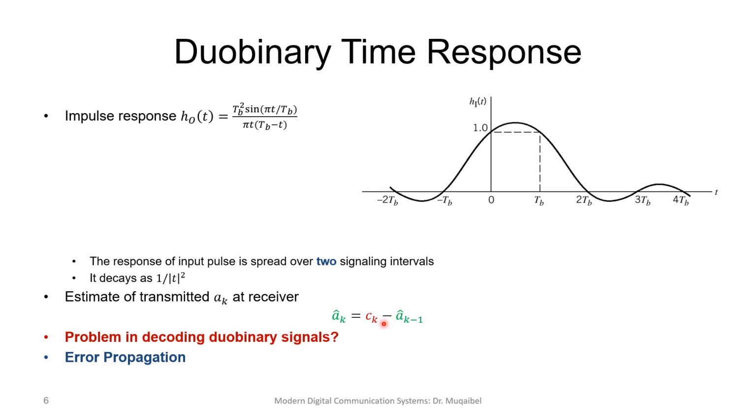The problem, of course, in decoding dual binary signals is the introduction of error propagation, because every single outcome depends on the previous one. And if you got the previous one wrong, the error will propagate.